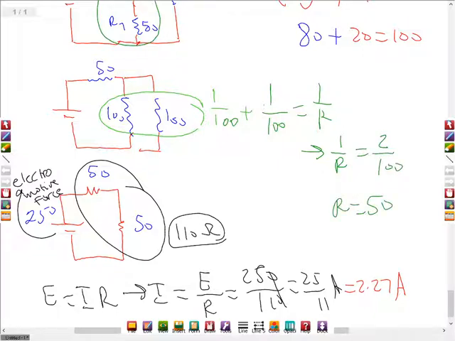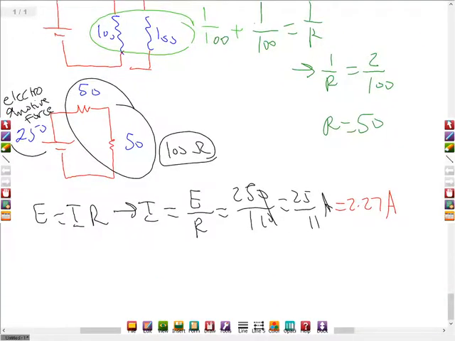Then this guy will be 100 and then this guy will be 100, and that's a lot easier. This with this, 2.5 ampere. Okay.